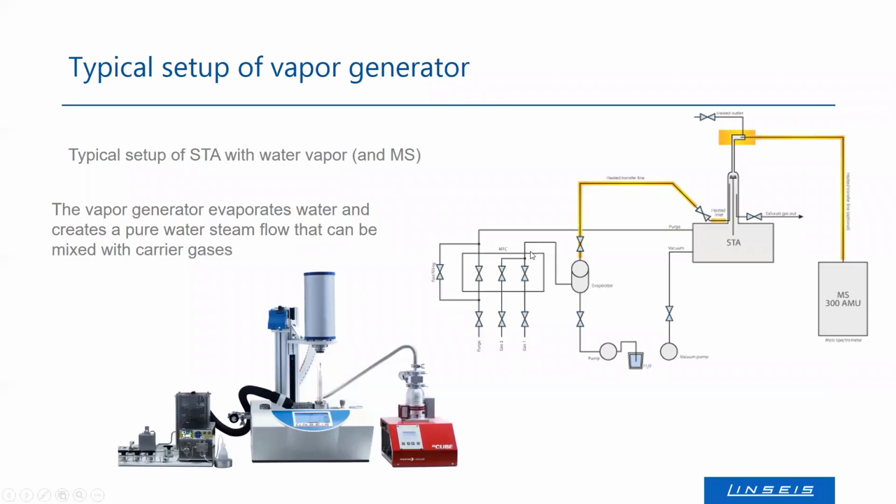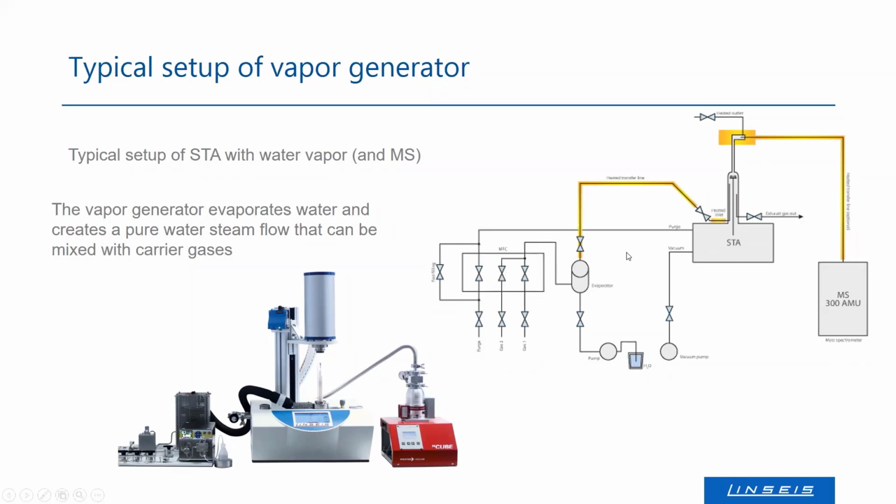Standard equipment would be up to 3 gases, 1 purge gas, 2 sample gases. The purge gas can be bypassed and directly used as a purge gas. The sample gases can also be bypassed and directly put in the instrument, but the sample gases can also be mixed in any concentrations with the water steam and then put in together with the water steam as a mixture of water and dry gases. But as said, the main difference to the humidity generator is you can use water vapor as a pure gas in here.